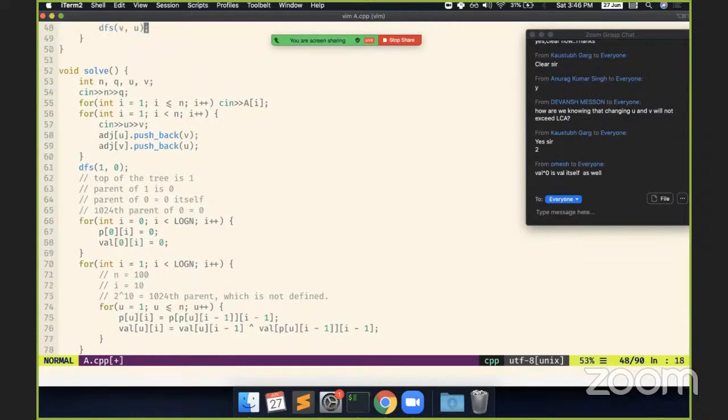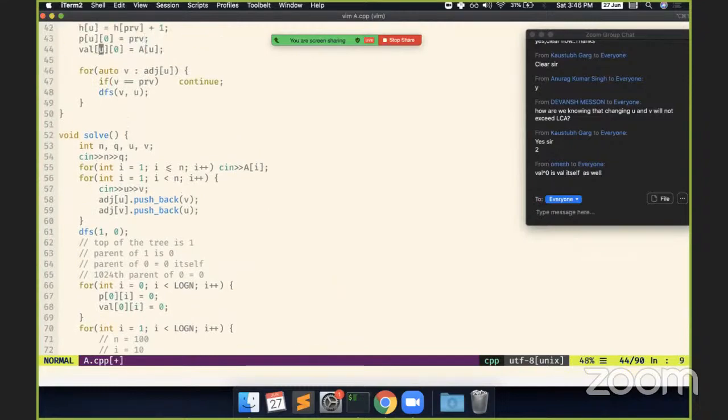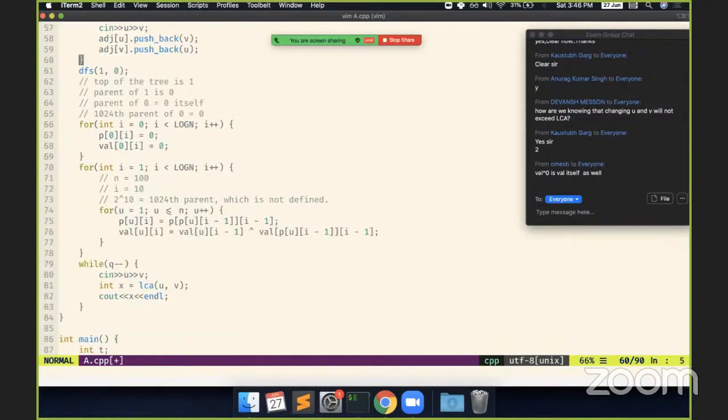yeah, Umesh, you're correct. Val of this guy is itself the value itself. And also, yeah, val of 0 is 0. Okay, it can't be 5 or anything, because I want to keep here the identity function for XOR.